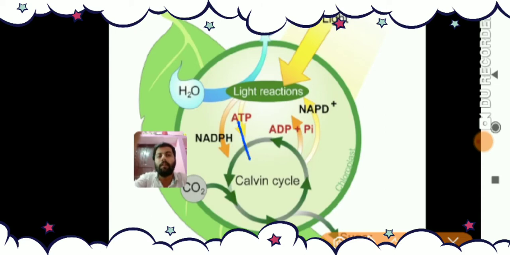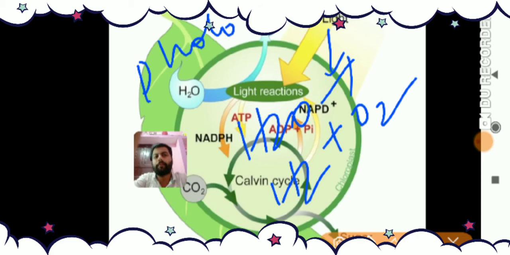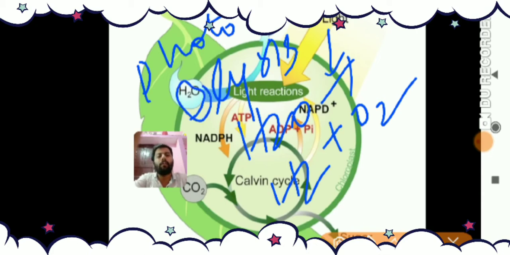That means water breaks down into hydrogen and oxygen. Water breaks down into hydrogen and oxygen in the presence of sunlight. That's why it is known as what? Photolysis of water molecules. Photolysis of what? Water molecules. This is what photolysis of water is.